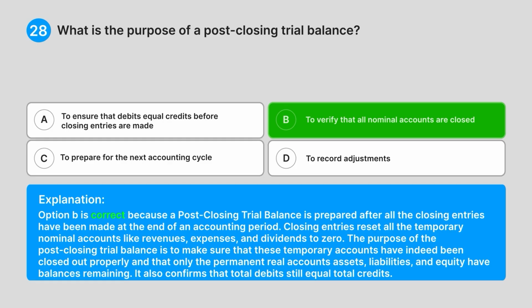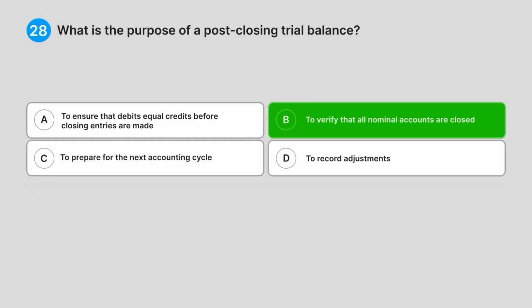The purpose of the post-closing trial balance is to make sure that these temporary accounts have indeed been closed out properly and that only the permanent real accounts, assets, liabilities and equity have balances remaining. It also confirms that total debits still equal total credits.